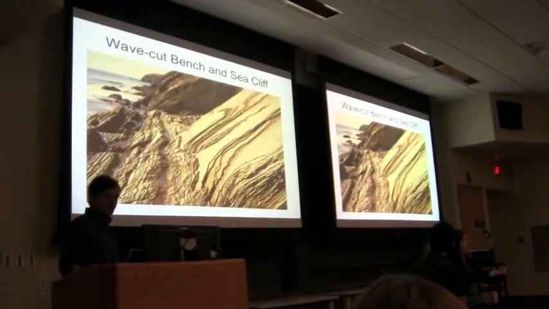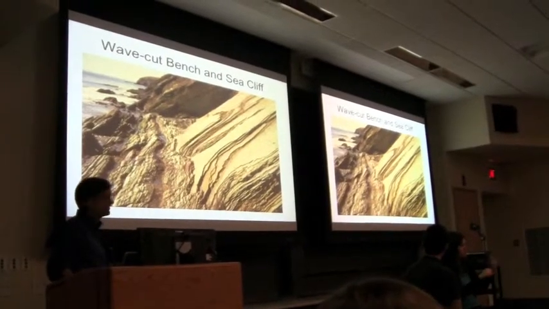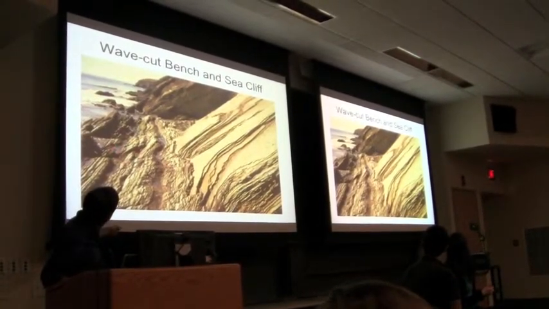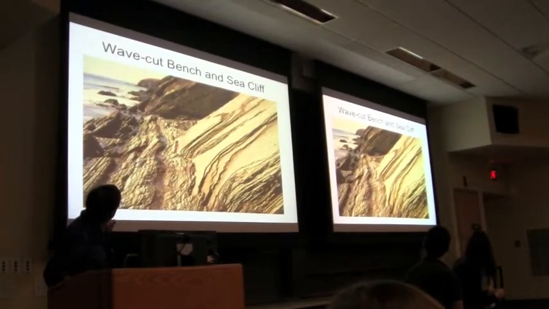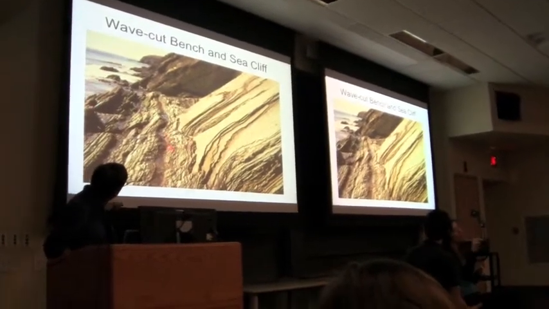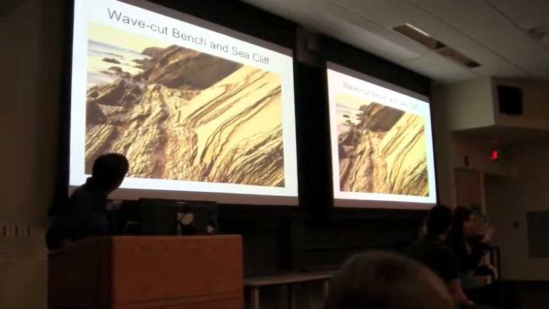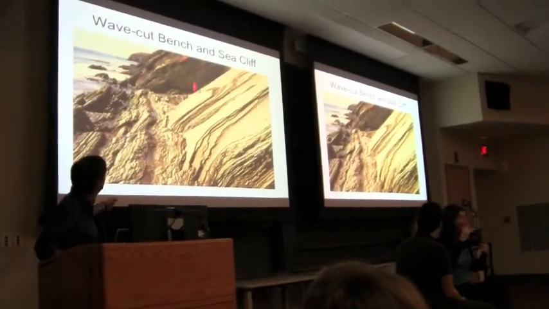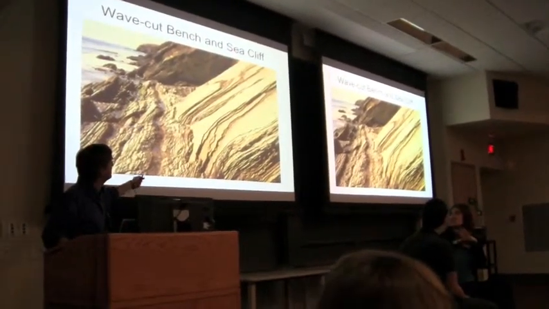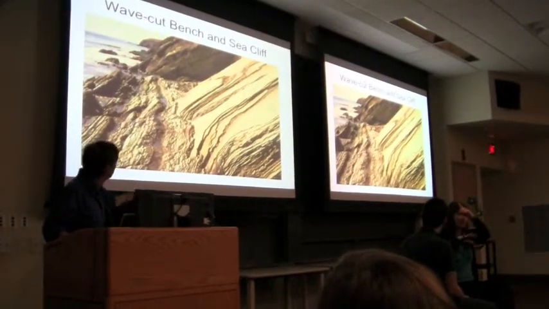Okay? You get features such as this. Here you have a bench. It's called a wave cut bench because the waves are actively crashing here. This is at lower tide. During high tide, waves are crashing and focusing all their erosional energy here and not so much up here at the top of the diagram.